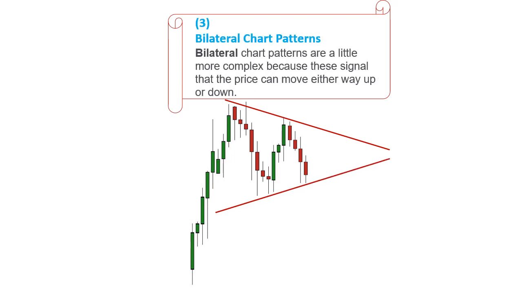Number 3. Bilateral chart patterns. Bilateral chart patterns are a little more complex, because these signal that the price can move either way, up or down. Symmetrical triangle is a chart pattern that can be a continuation of a trend or reversal.